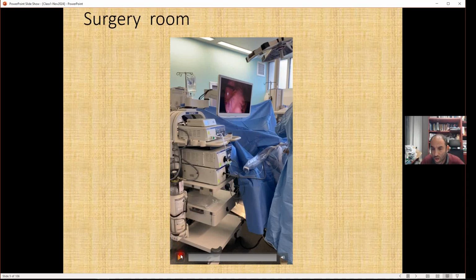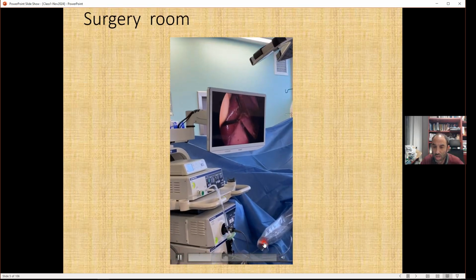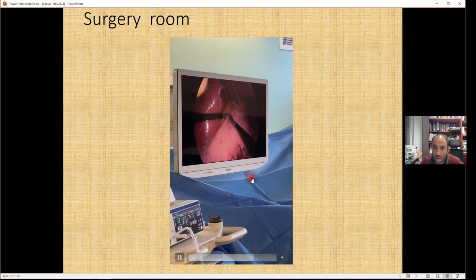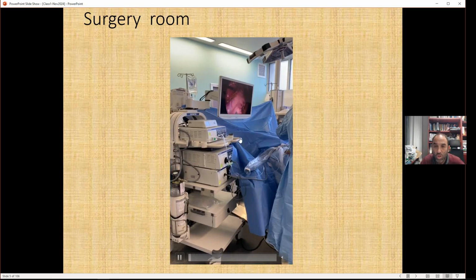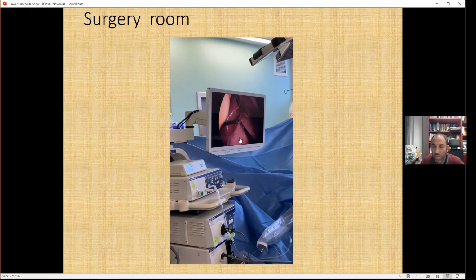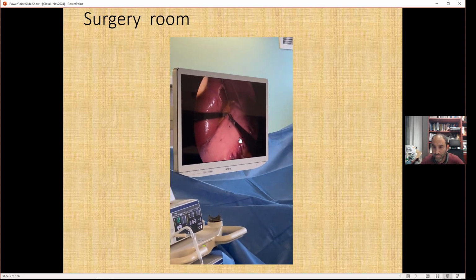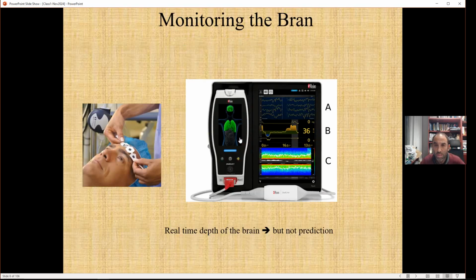All right, so now we'll continue by discussing this general question of when during anesthesia the patient is getting surgery, how do you monitor the brain? So this is what happens in the surgery room. An example, this is classical surgery, visceral surgery.